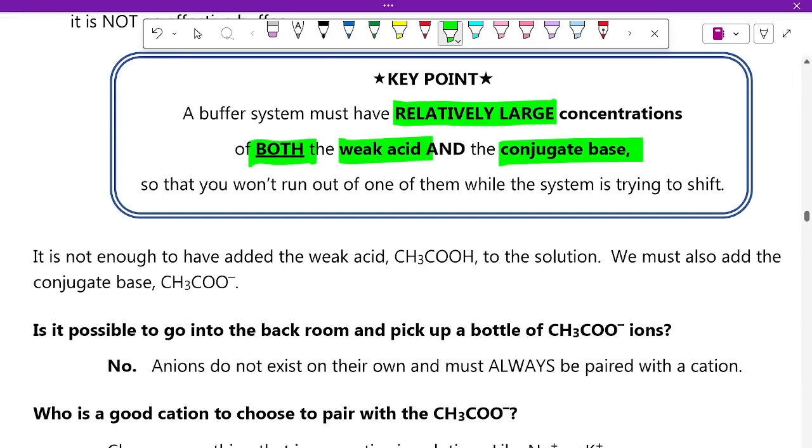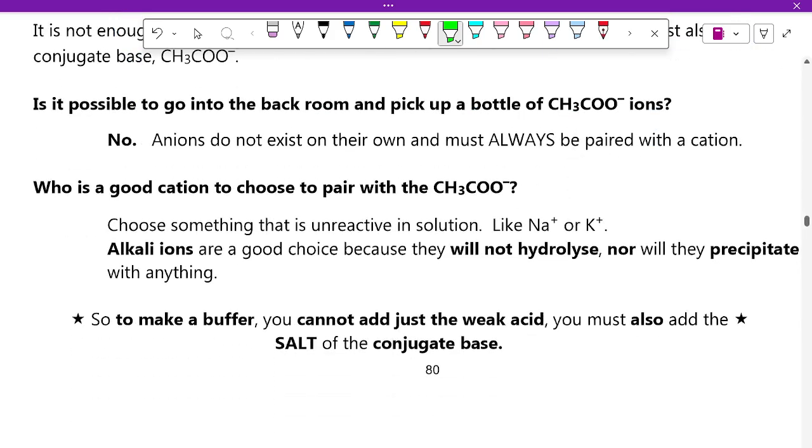Okay, so it is not enough to add the weak acid, you have to add the weak base. Is it possible to go into the back room and get a bottle of acetate ions? No. What do you think we should pair with acetate? Something that's soluble with everything. What's a good cation that's soluble with everything? Na. And it won't hydrolyze either. Yes? So choose something like Na or K.